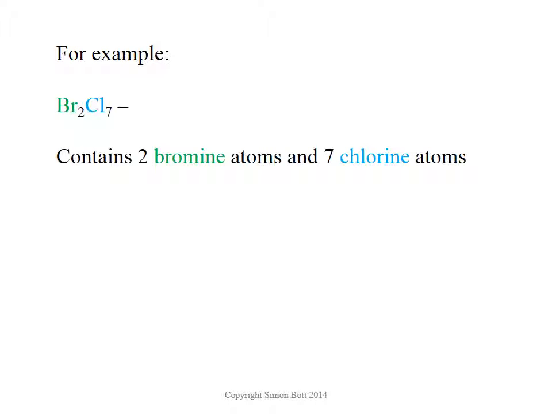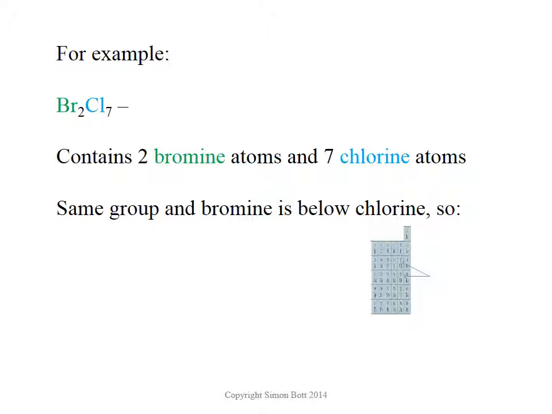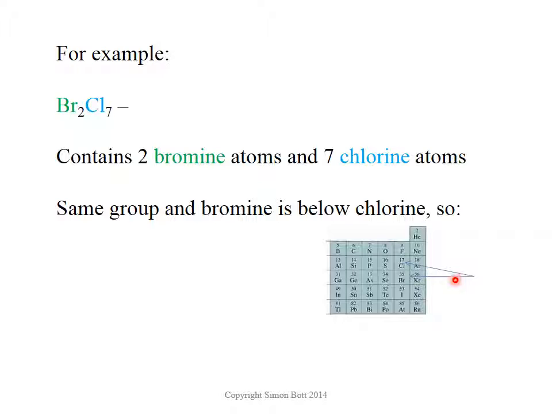Br2Cl7 contains 2 bromine atoms, 7 chlorine atoms. On the periodic table, these are in the same group, and bromine is below chlorine. So bromine is going to be the first atom, chlorine will be the second atom. As bromine is the first atom, we use its name. As chlorine is the second atom, we turn it into its ide form. So this is some kind of bromine chloride.